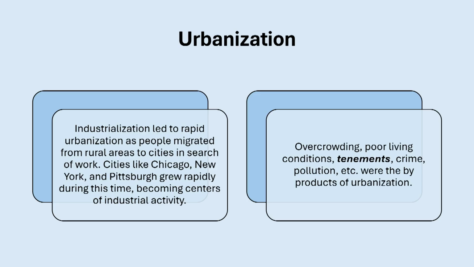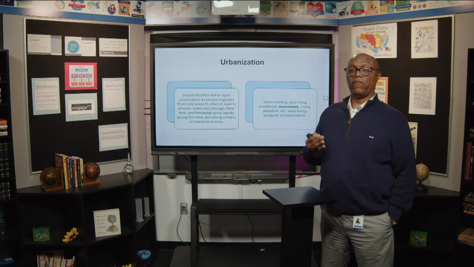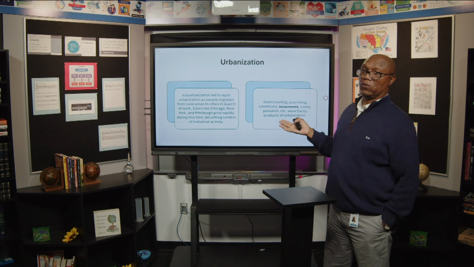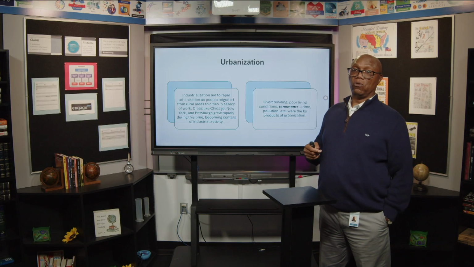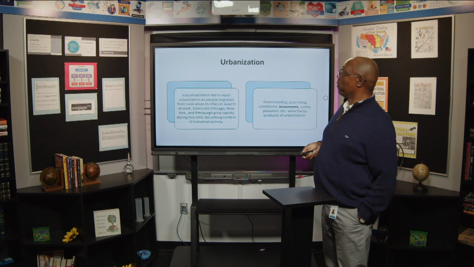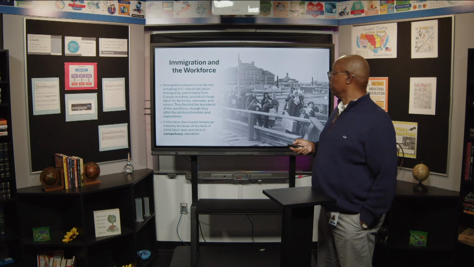Urbanization, once again, because of all of those jobs in northern cities, we're going to find that people from the South after the Civil War would make their way to the North to find jobs. And we're going to find that immigrants are going to see America as a land of opportunity, and they're going to flock to America through Ellis Island to get to those industrialized jobs in the northeastern part of the United States. Industrialization led to rapid urbanization as people migrated from rural areas to the cities in search of work. Cities like Chicago, New York, and Pittsburgh grew rapidly during this time, becoming centers of industrial activity. Overcrowding, poor living conditions, tenements, crime, pollution, etc. were the byproducts of urbanization.